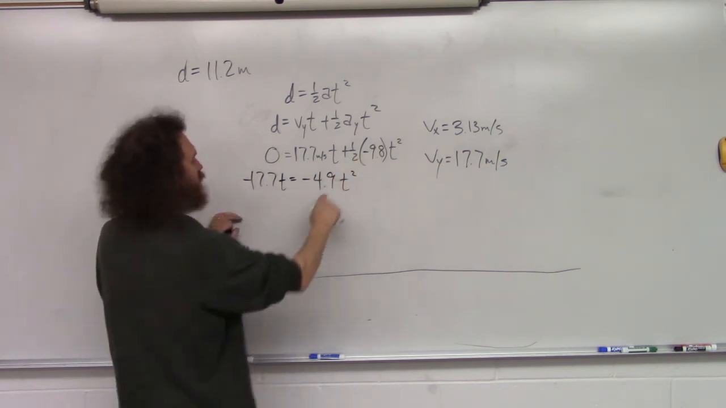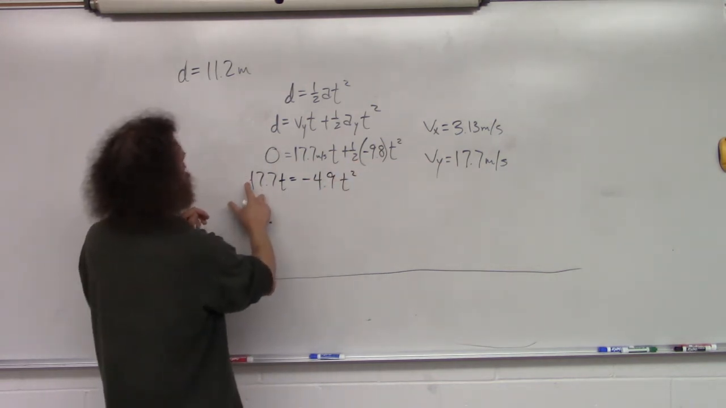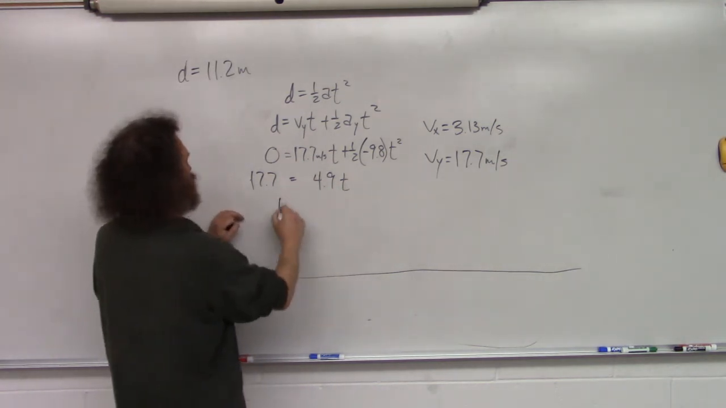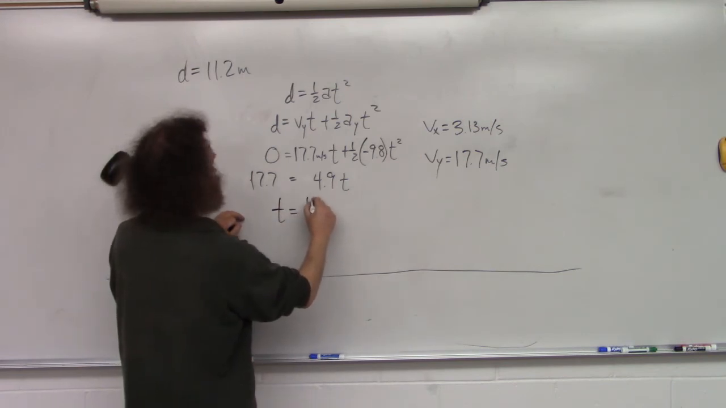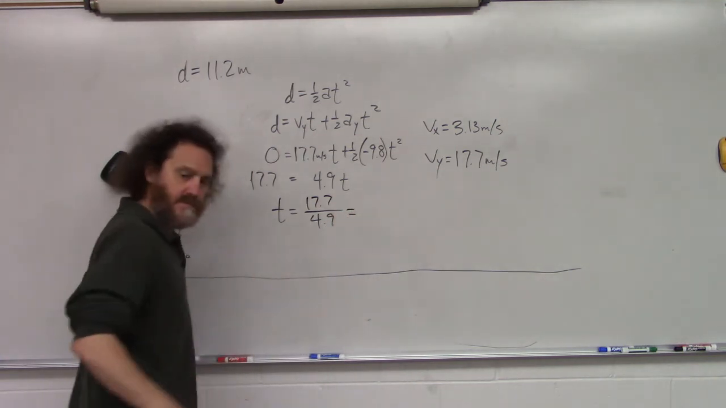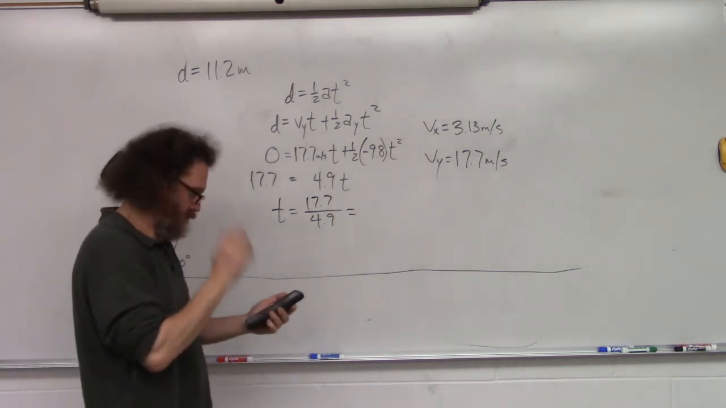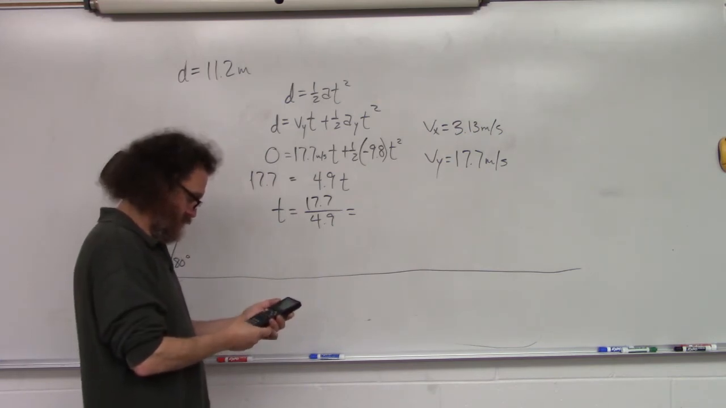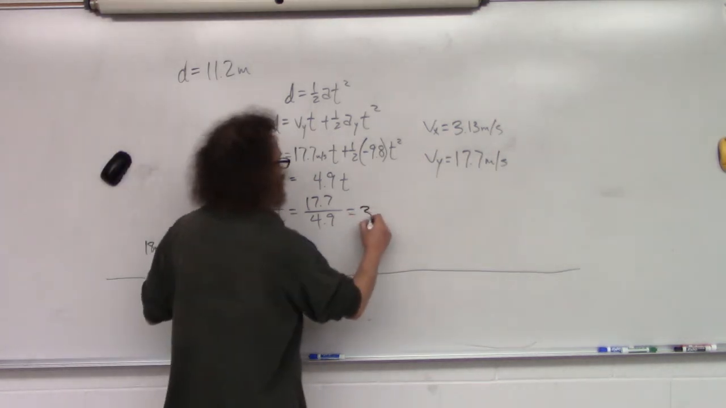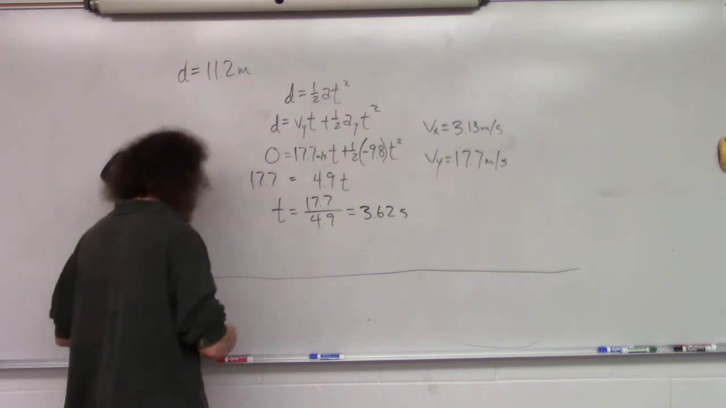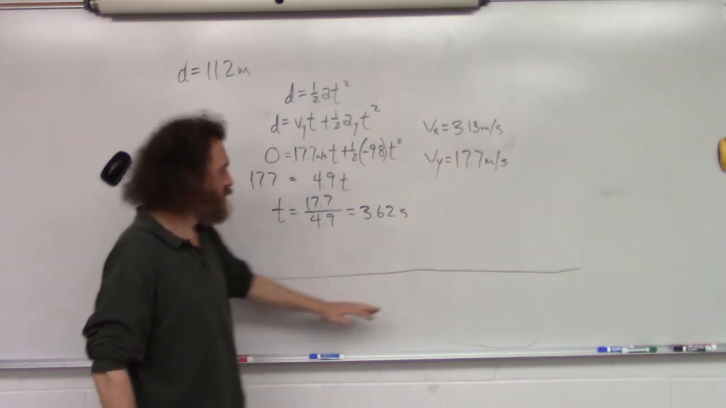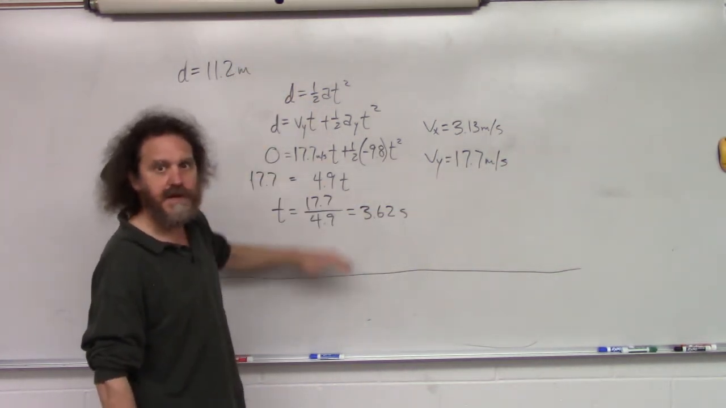I just multiplied the 1/2 on it. Now the negative signs cancel, and one of the t's cancels. So now I just have a simple equation. It's 17.7 over 4.9 equals 3.62 seconds. Okay, so that tells me, given this initial vertical velocity, how long it takes to go up to a peak altitude and then back down.